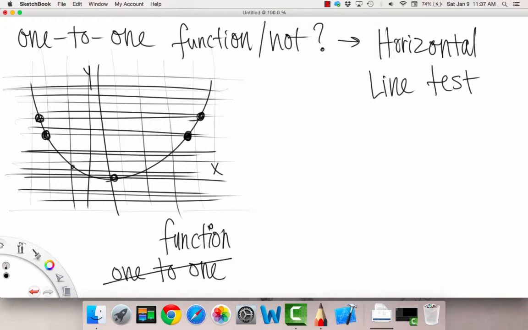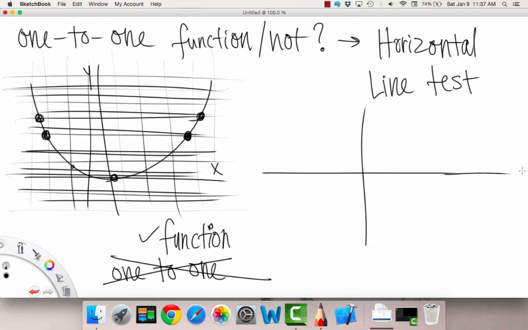One-to-one. It is not one-to-one, but it is still a function. Okay? All right, now let's look at one more example. We'll do both the vertical and the horizontal line tests for it. So let's say it looks something like this. Okay? So here's our x and y, right?